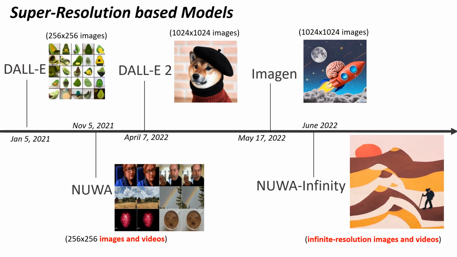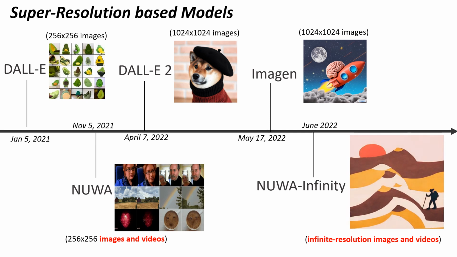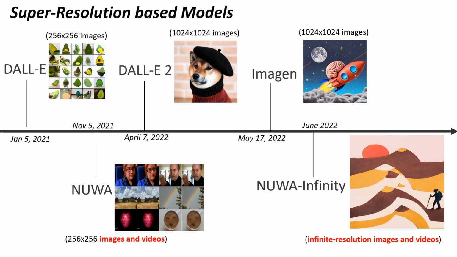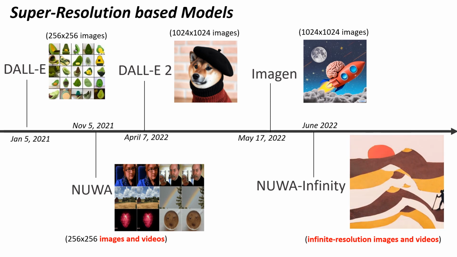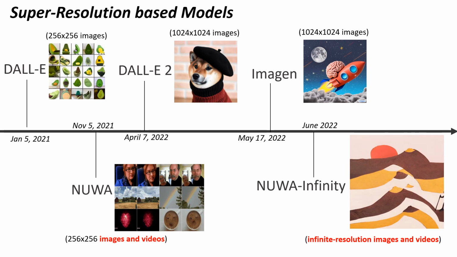If we look at recent works, we will find that higher resolution is becoming the new trend. DALL-E is able to generate 256 times 256 resolution images based on text. NUWA extends DALL-E from images to videos and supports generating both 256 times 256 images and videos. Recently, DALL-E 2 from OpenAI and Imagen from Google are able to generate high-resolution images with 1024 times 1024 resolution. In the following, I will introduce our new work, NUWA-Infinity, which is able to generate infinite resolution images and videos.